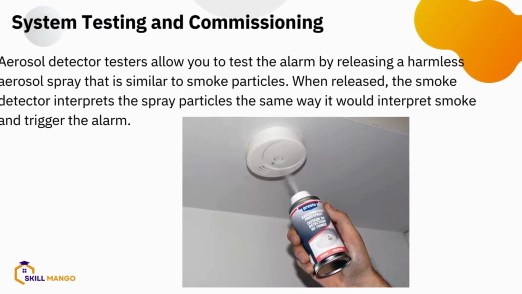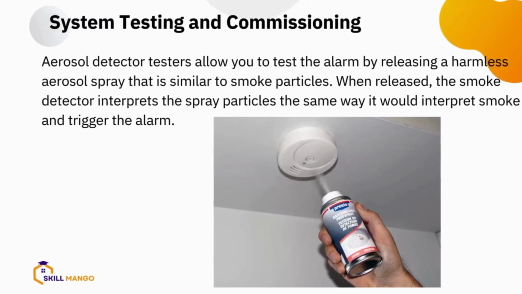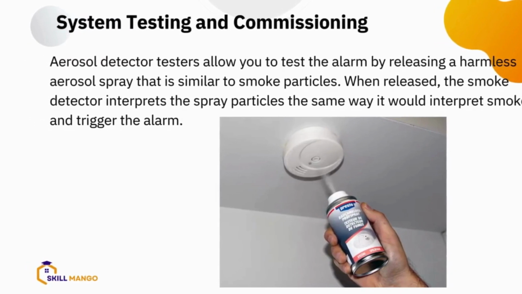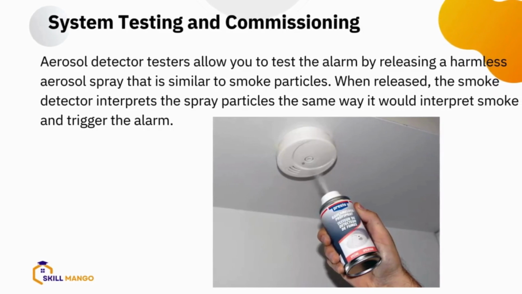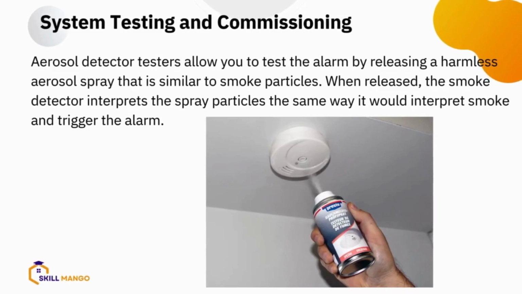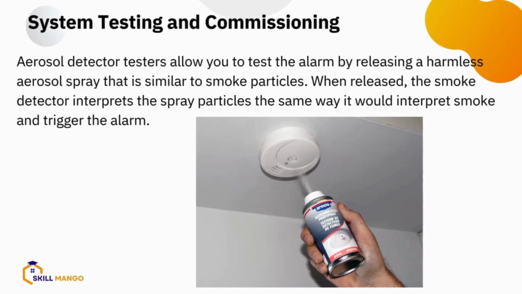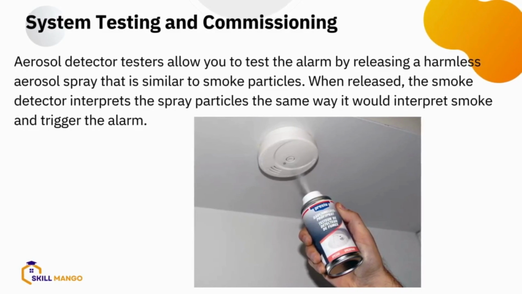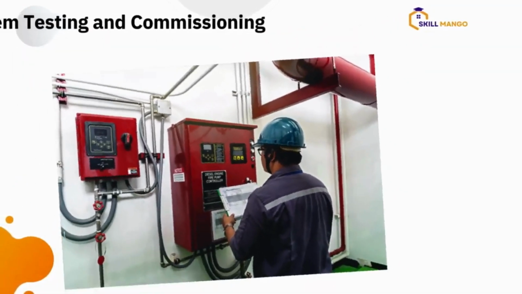Another way to test is to carry your aerosol detector tester. You can buy this spray tester. You can just spray it onto your smoke detector. Then it sends a signal to the panel, and the panel can activate the alarm. And the whole house will be alerted that there is about to be a fire, so they can all evacuate and leave that space. But if it's a heat detector, you can use any heat source to bring heat to the device.